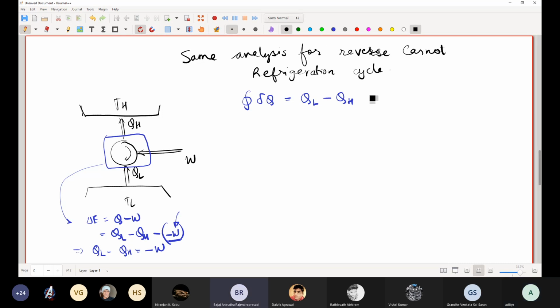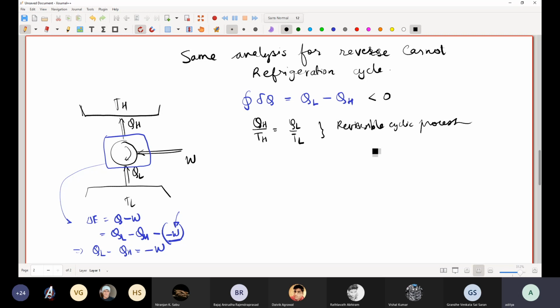It's a negative. It will be less than 0. Now, because it's a reverse Carnot cycle, we can again write down from the Carnot proposition that QH upon TH is equal to QL upon TL, and this is true for a reversible cyclic process.